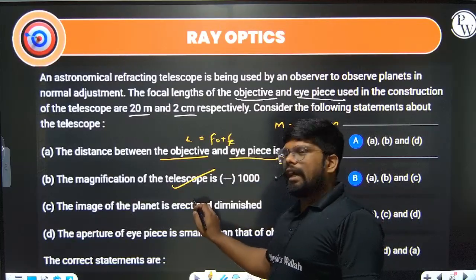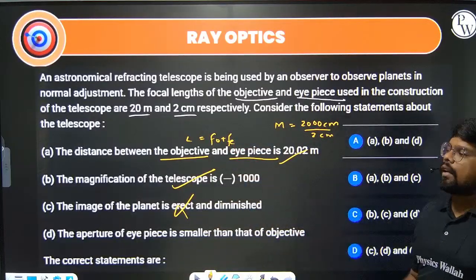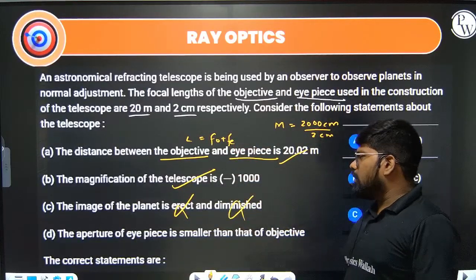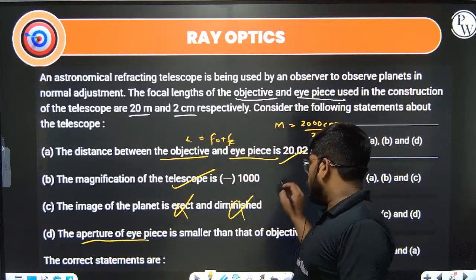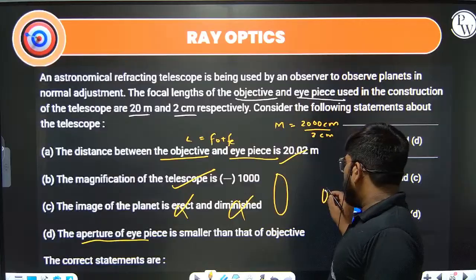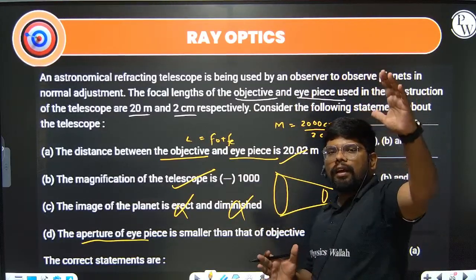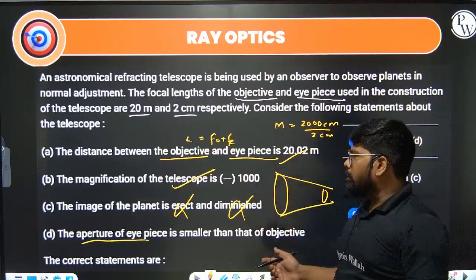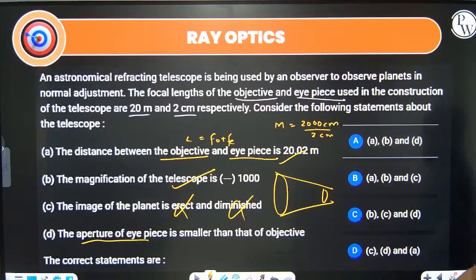Image will be erect and diminished? No, an astronomical telescope will form an inverted image. It will be a magnified image. And the aperture of the eyepiece is smaller, yes. Objective will be bigger and eyepiece will be smaller. This is how the telescope looks. The front one will be big in aperture, the one behind will be small. So what are the options which are correct? A, B, D are correct. So A, B, D are correct. Okay.